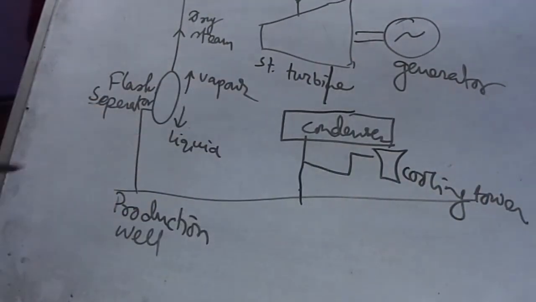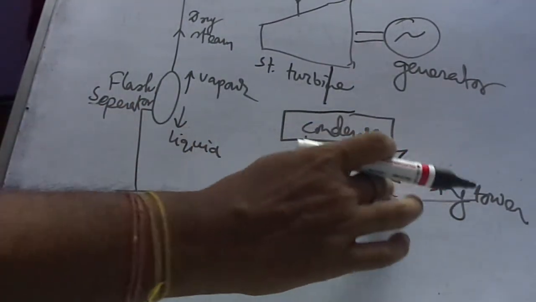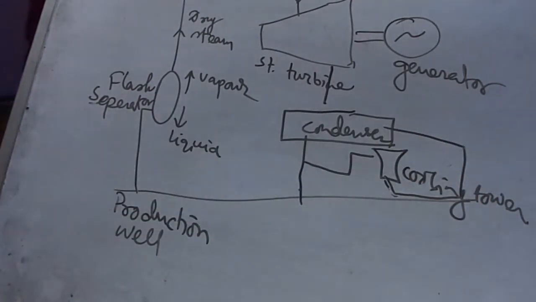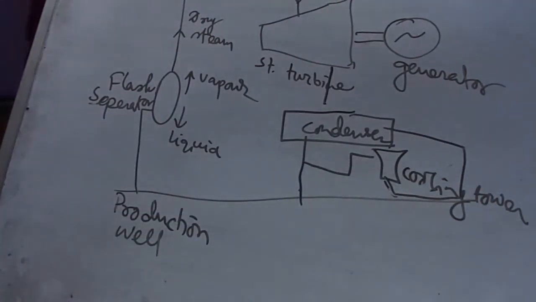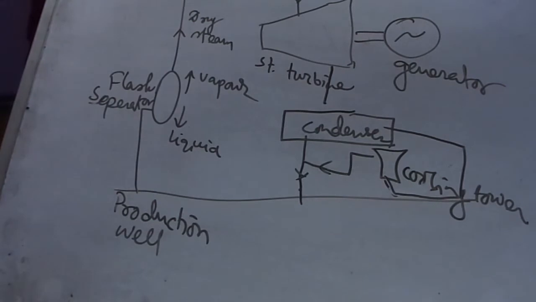Cooling tower, and one line goes to the condenser. So this one is the diagram. Cooling tower, excess cooling water, arrow, and there is a re-injection well.